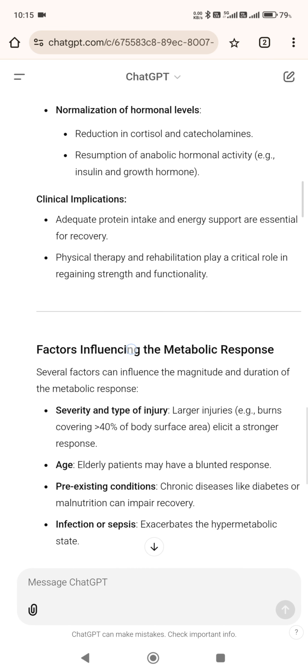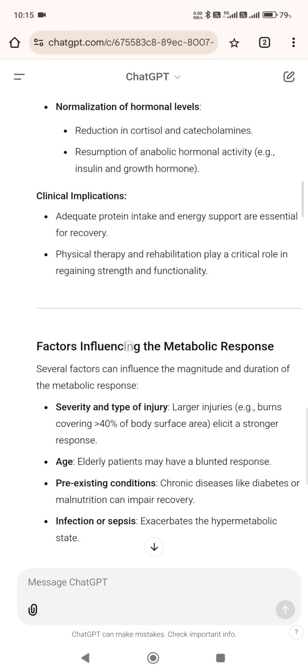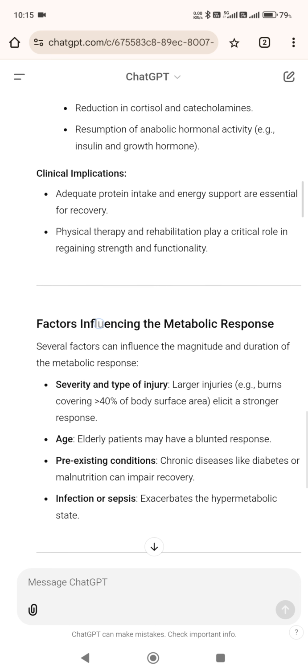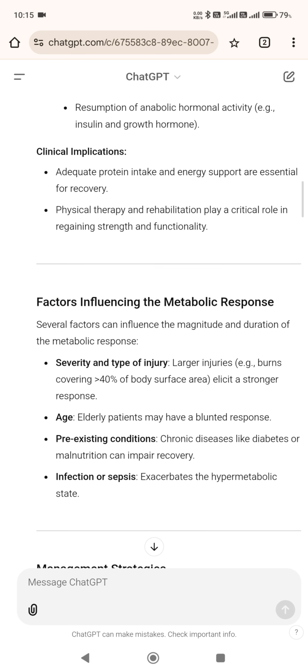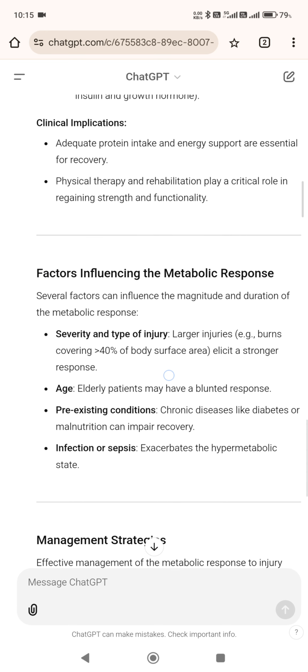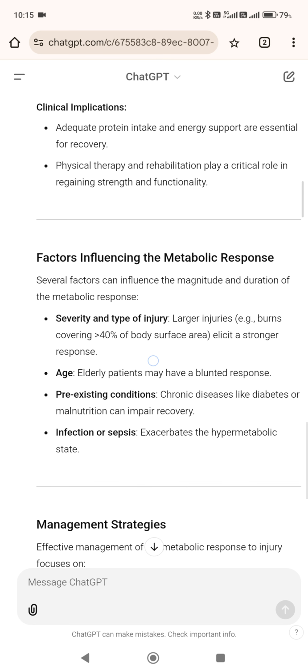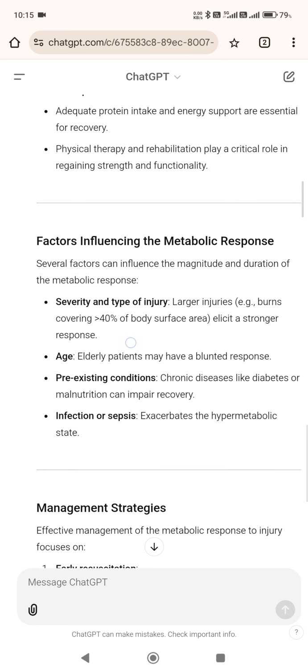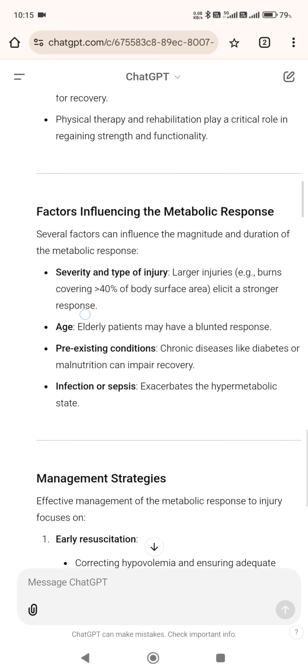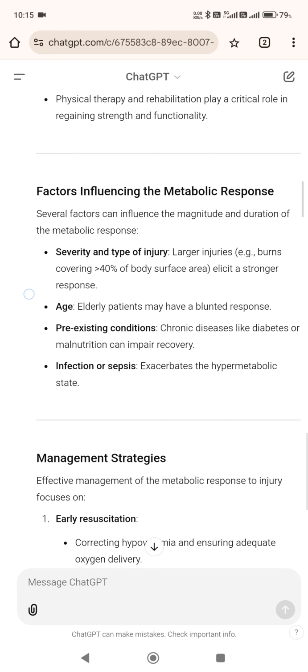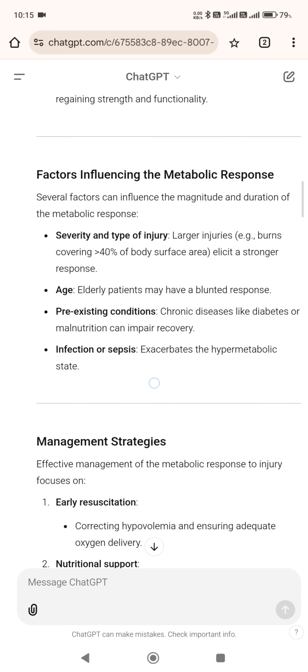Resolution of insulin resistance. Normalization of hormonal levels. Reduction in cortisol and catecholamines. Resumption of anabolic hormonal activity, e.g., insulin and growth hormone. Clinical implications: adequate protein intake and energy support are essential for recovery. Physical therapy and rehabilitation play a critical role in regaining strength and functionality.